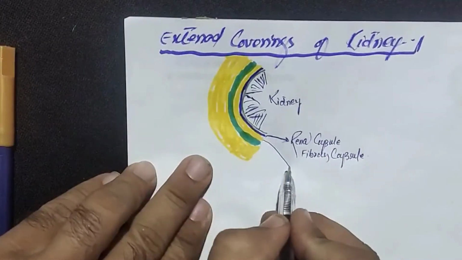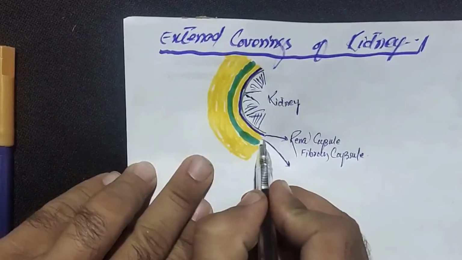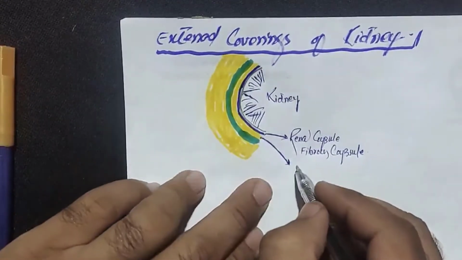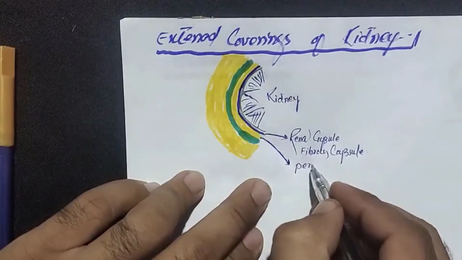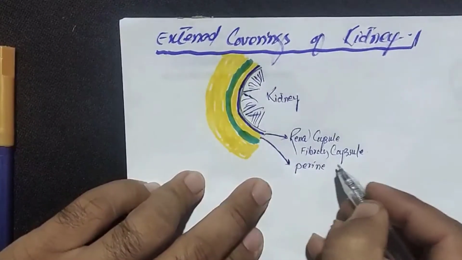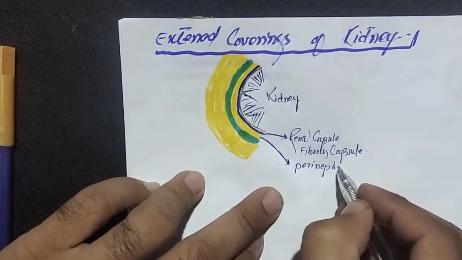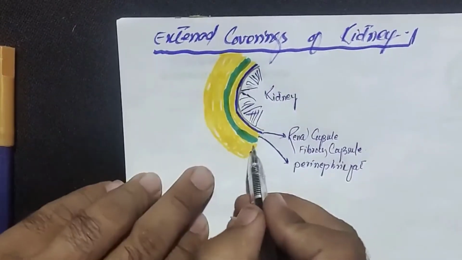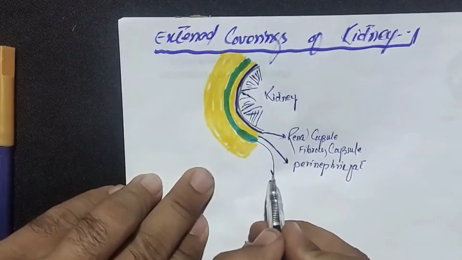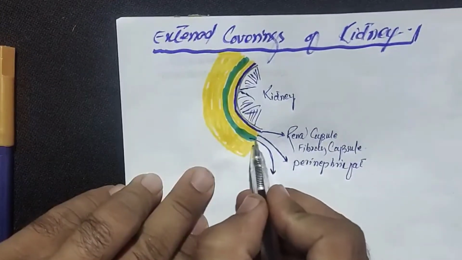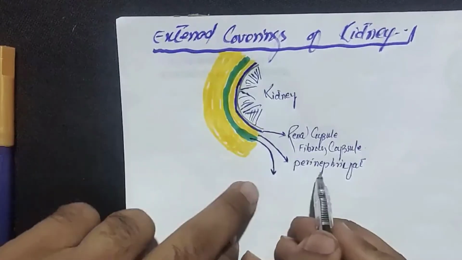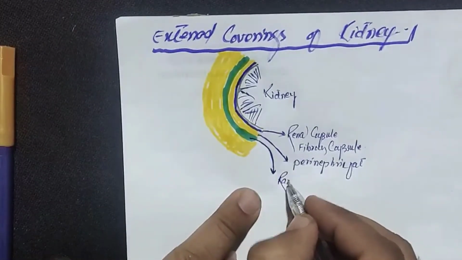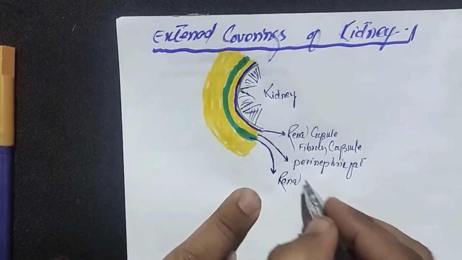Then this is the layer of fat which covers the renal capsule. That's why we say this is called the perinephric fat, perirenal or perinephric fat. Clear? And then this is the third layer, which is present around the perinephric fat. This is called the renal fascia.